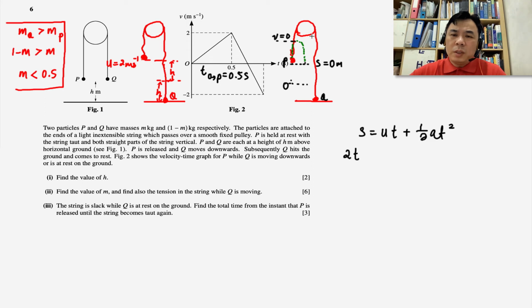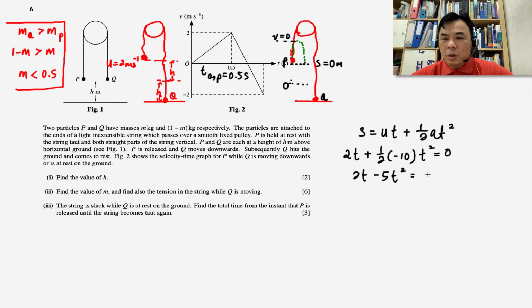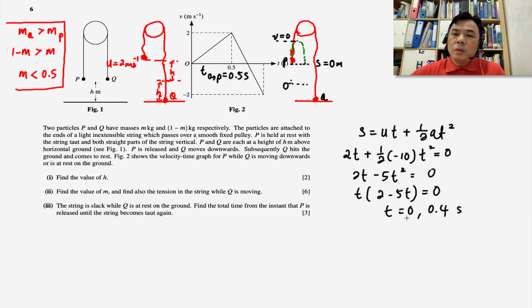It's purely gravity. Because particle P experiences gravitational acceleration, half a is minus 10 here, t squared is equal to 0. By simplifying this, we have 2t minus 5t squared, and then of course you can factorize that quite easily. Hold on, I made a mistake here, let me correct that. So that will be t times 2 minus 5t, and that would give us 0 or 0.4 second. Of course, the 0 is the initial time.